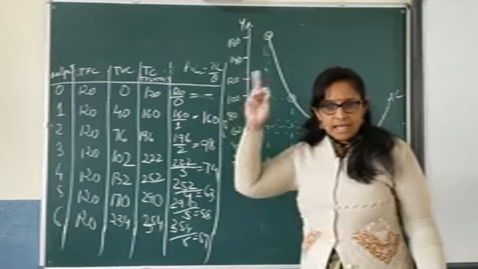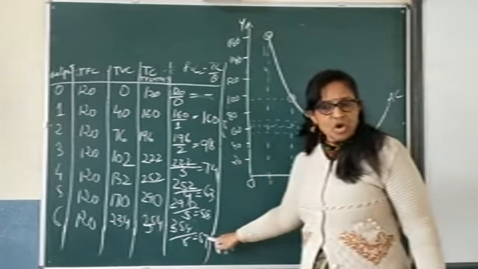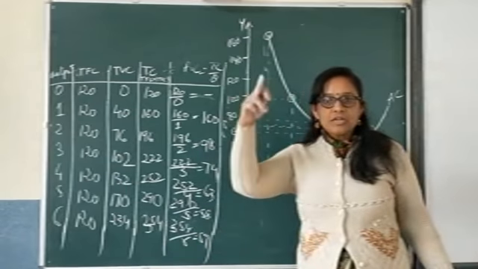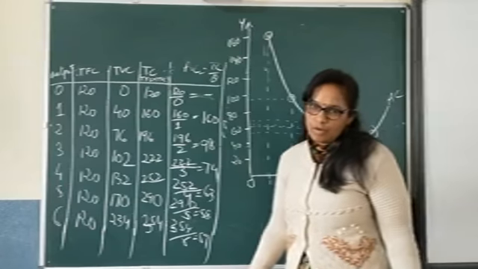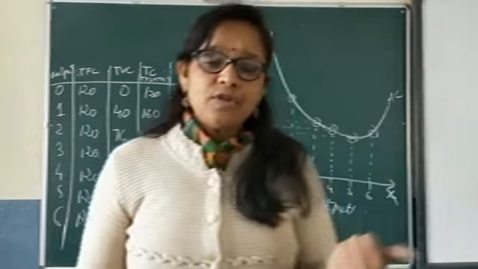Till fifth unit it is decreasing with the increase in the level of output, and from sixth unit onwards average cost starts increasing with the increase in the level of output. Full stop. Then what will be the shape of AC? That we need to write.